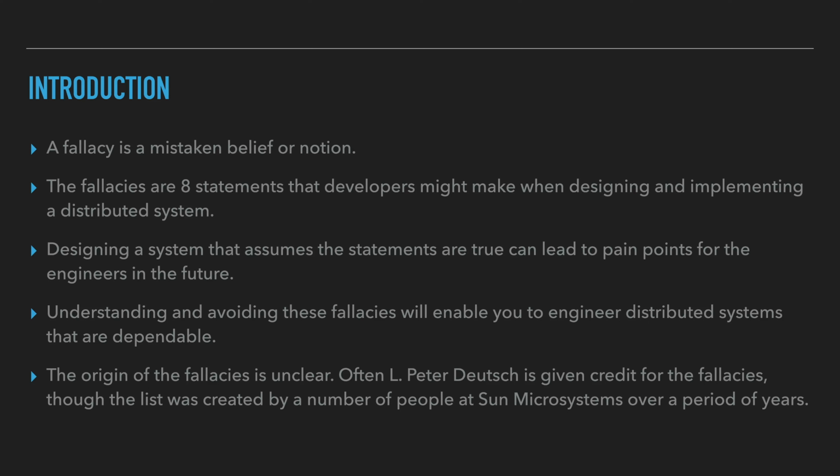The origin of these fallacies is unclear. It is generally accepted that they originated at Sun Microsystems in the early 1990s, and they are usually credited to L. Peter Deutsch. However, it appears that the first 4 are from Bill Joy and Tom Lyon, fallacies 5, 6 and 7 are from L. Peter Deutsch, and the 8th fallacy comes from James Gosling, the lead designer of Java.